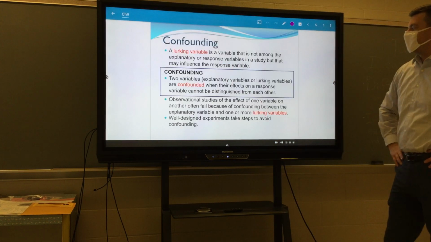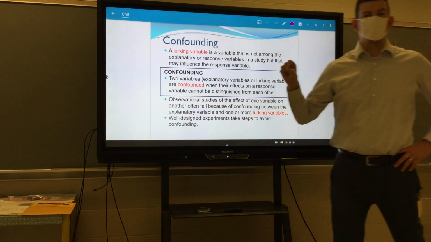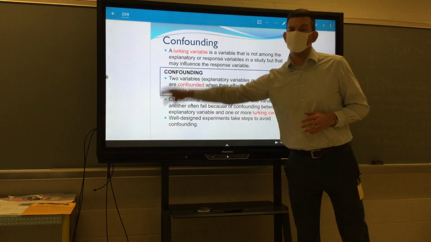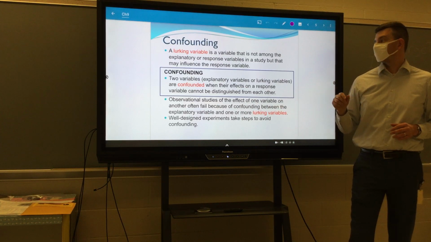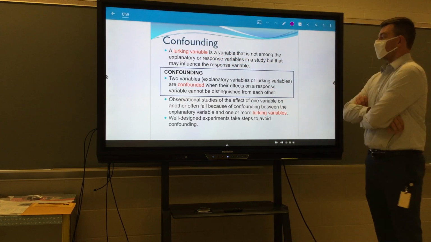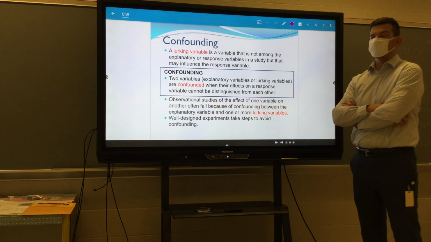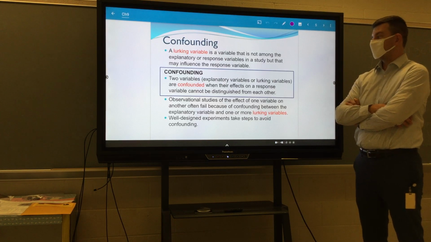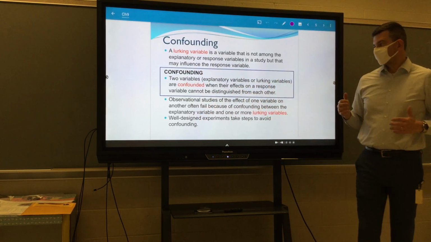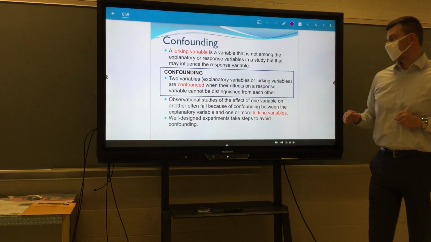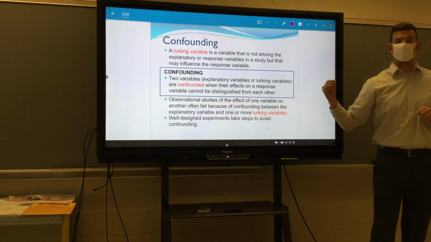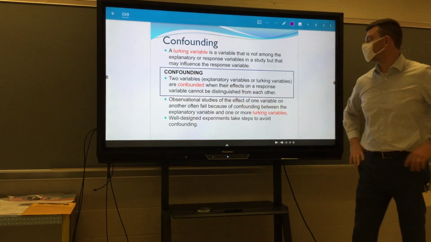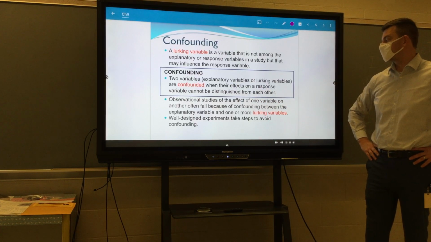All right. Now, as I said, the big problem with observational studies are these lurking variables and the confounding that they bring into this process. We know that a lurking variable is a variable that is not among the explanatory or response variables in a study, but that may influence the response variable. And if something is confounded, that's when two variables, typically the explanatory and a lurking variable, or you might have multiple lurking variables, they're confounded when their effects on a response variable cannot be distinguished from each other.